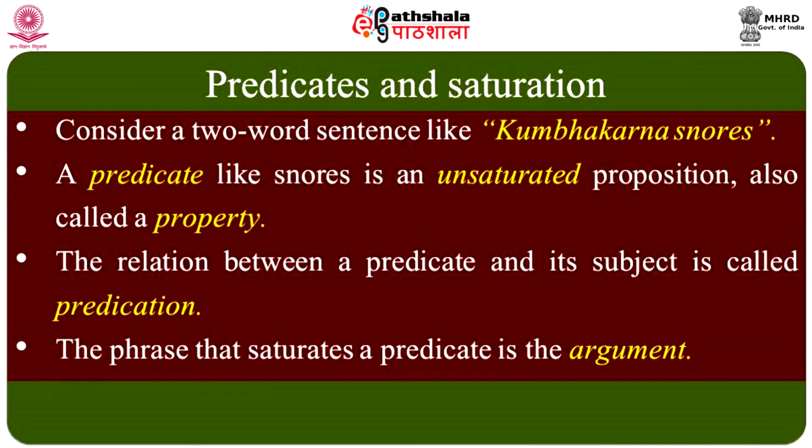Predicates and saturation. Let us start with a two-word sentence like Kumbhakarna snores. What is the meaning of snores? We can get the meaning of snores by subtraction, removing Kumbhakarna from the proposition. We already know that the meaning of the proposition is the set of possible worlds in which Kumbhakarna snores. The meaning of snores would then be an incomplete proposition with the subject missing.